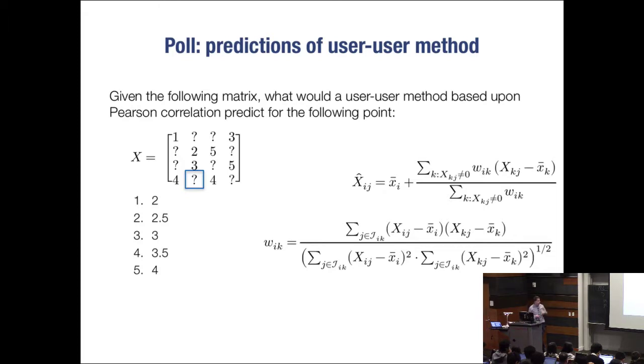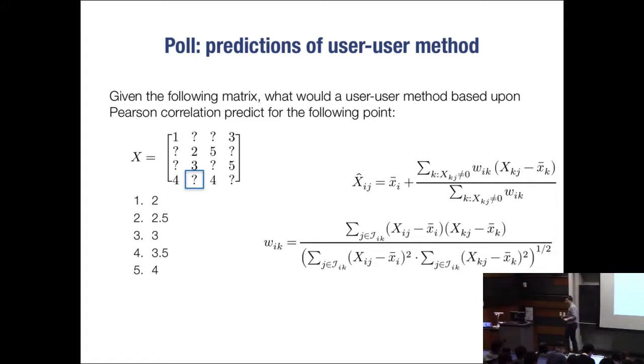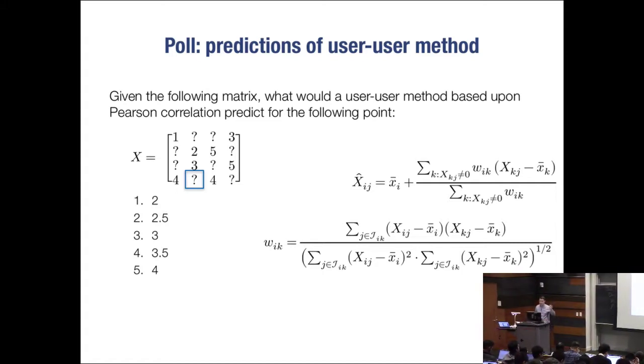Okay, so let's just look at a simple example here. Let's look at the example we talked about before. So this is the poll now. If I were to use this method with Pearson correlation to predict the following point, this point here, what value would I predict for that missing element there?